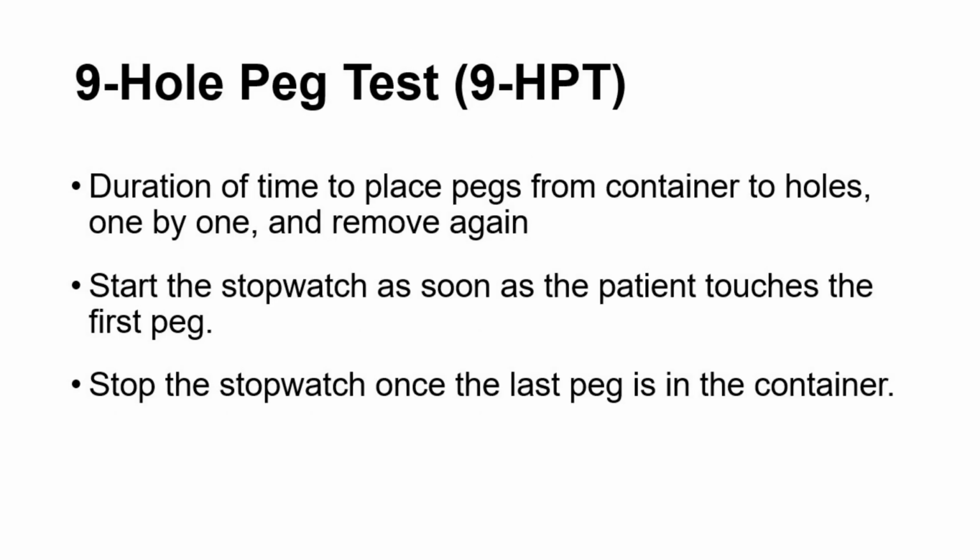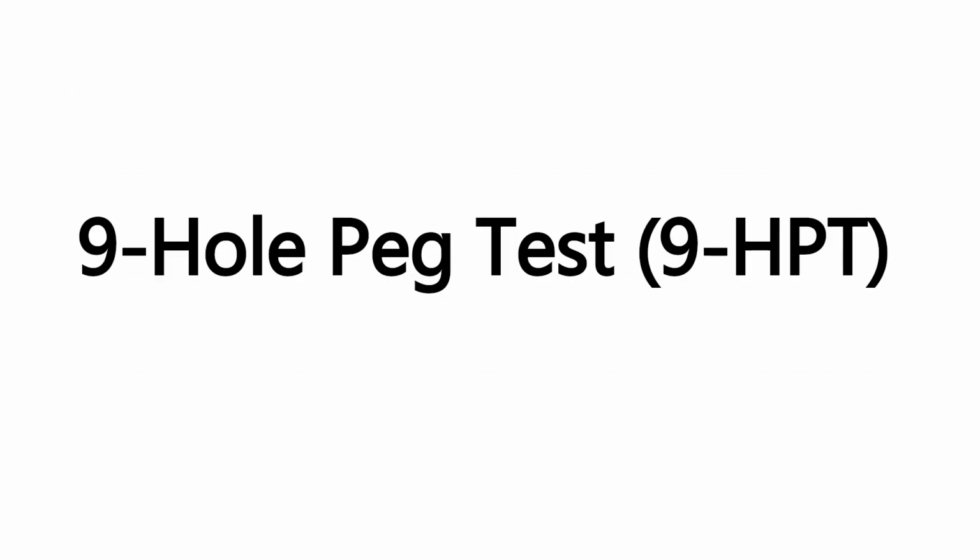The 9-hole peg test. This is the duration of time to place 9 pegs from a container into 9 holes, and then one by one remove them again. The clinician starts the stopwatch as soon as the patient touches the first peg, and stops the stopwatch as soon as the last peg is returned into the container. Here is Ellie demonstrating the 9-hole peg test. Movement characteristics we might see.